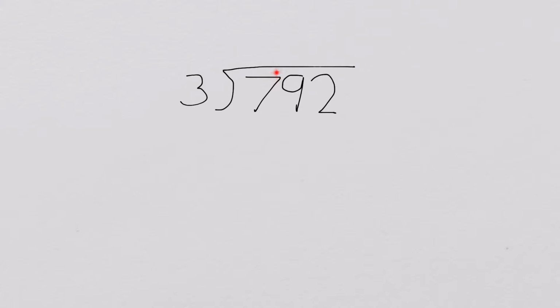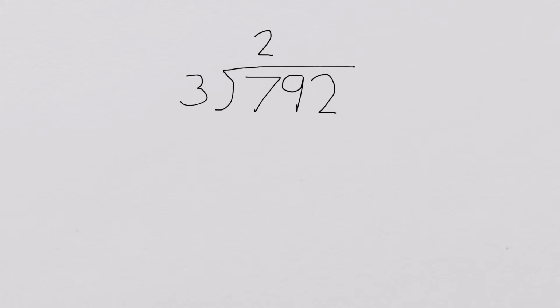Let's start with our 7. We have 7 in the hundreds place, so 7 hundreds. 7 is not a multiple of 3 though, so we're going to use our multiples of 3 to get as close as we can to 7 without going over it. So 3 times what gets us close to 7? Hopefully you say 3 times 2.